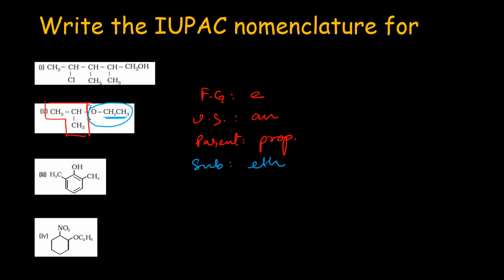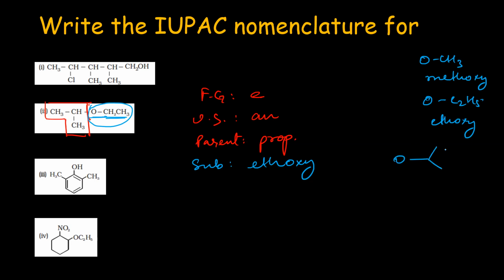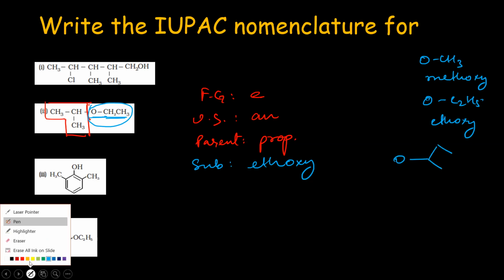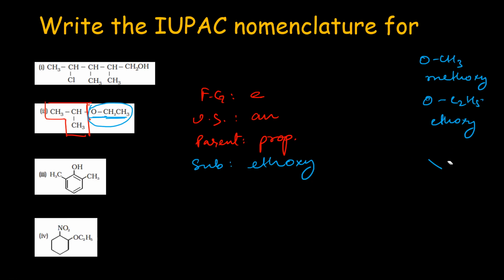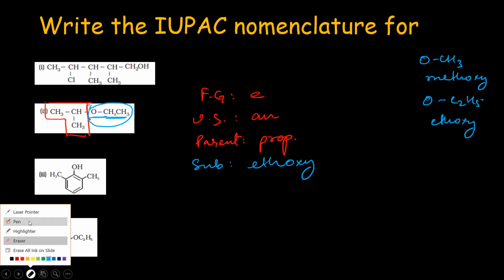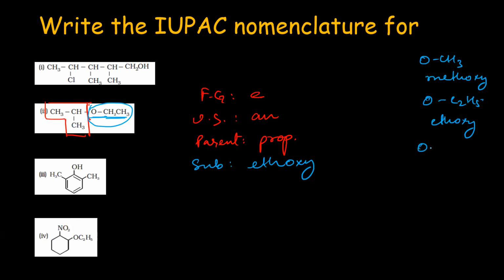But this ethyl is not attached directly, it is attached via oxygen. That is why it is known as ethoxy. So if you have OCH3 as a substituent, it will be methoxy. If you have OC2H5 as a substituent, this will be ethoxy. Then if you have OC3H7, this will be propoxy.